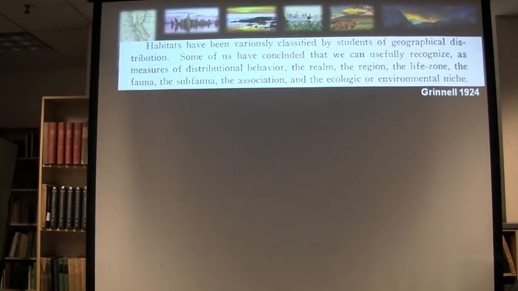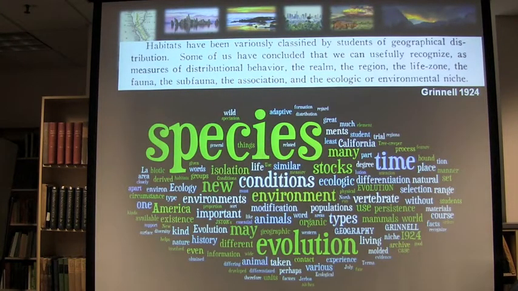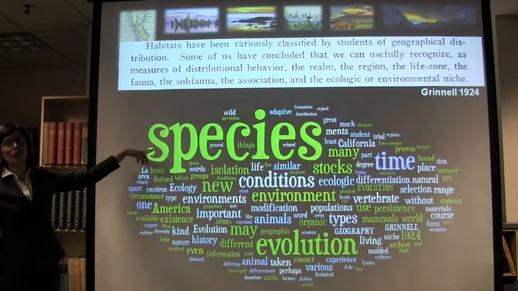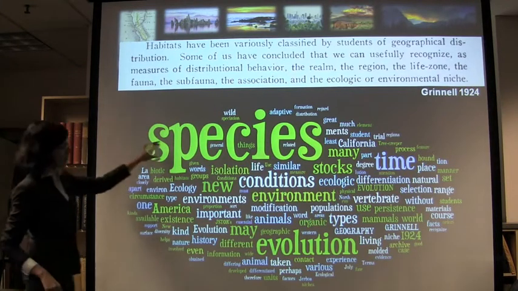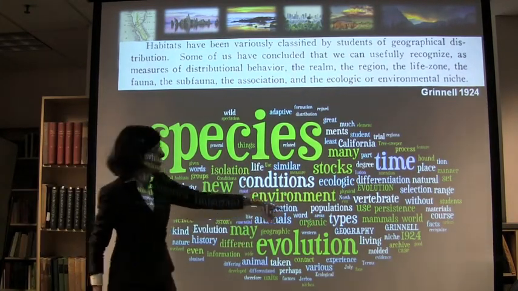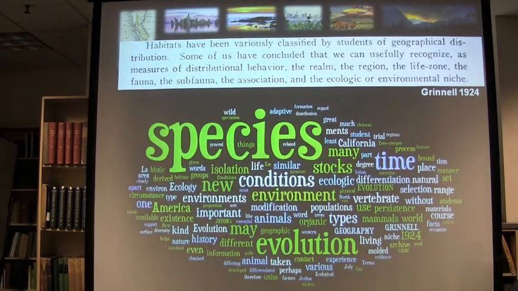So this brings us to 1924's paper from Joseph Grinnell, and to what I was doing here as a postdoc in the prior 2 years to this one. In this paper, if you copy his words into a Wordle, you see that Grinnell was onto something. The most commonly written word was species. And you can see species related to evolution, to environmental conditions over time. So this is kind of what brought me here.